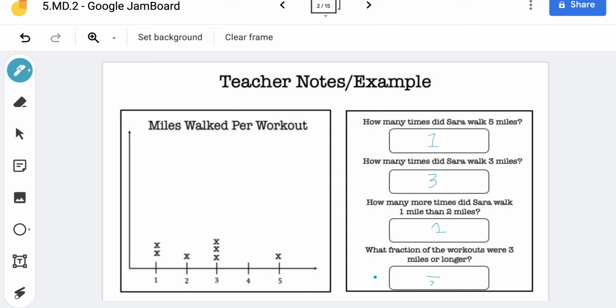And then the question is, what fraction of the workouts were 3 miles or longer? What that means is going to be all the data to the right of the 3, including the 3. So that means we have 1, 2, 3, 4 different workouts that were 3 or above. So it's going to be 4/7 right there. All right, let's go on to the next slide.